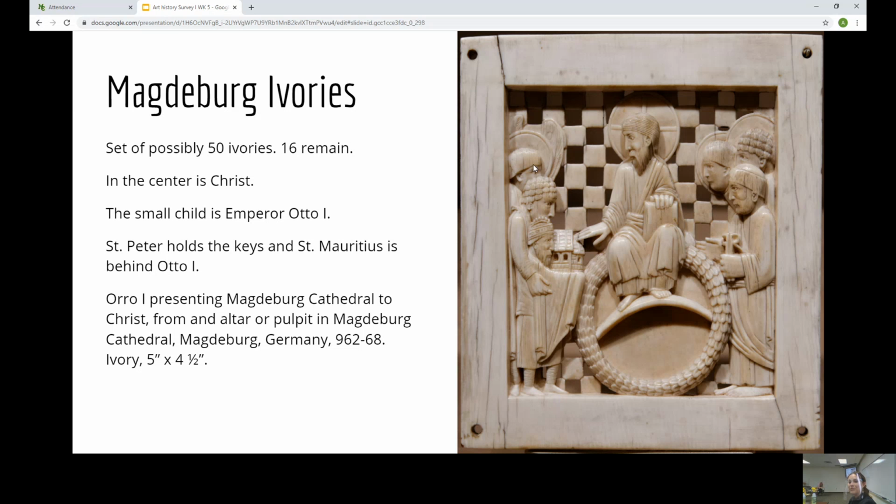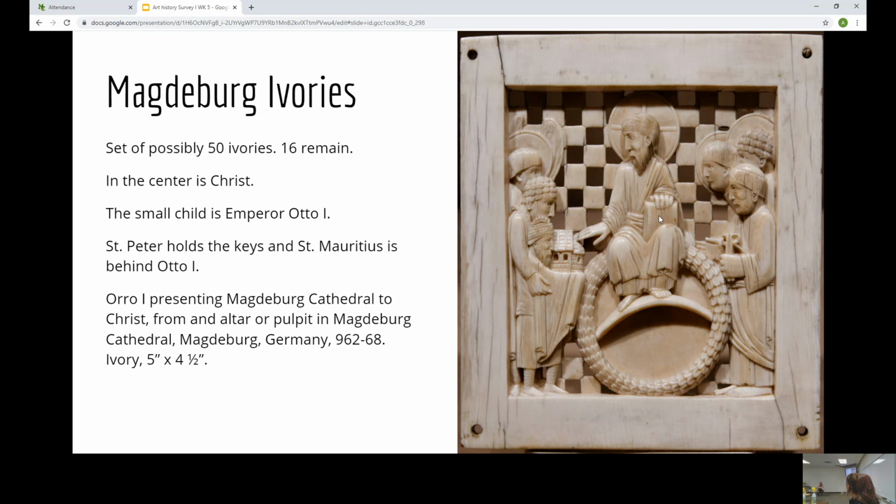St. Mauritius, who I'd never heard of before. Well, I mean, the last time I learned about this, I heard about him, but I don't know who he is or what he did. Anyways, he is presenting Otto the First, the emperor, to Christ, and Otto is carrying with him Magdeburg Cathedral's little schematic. The last time we saw something like this was San Vitale, with the bishop who took over that church, presenting the church to God in like a teeny tiny dollhouse format. We're seeing it again here.